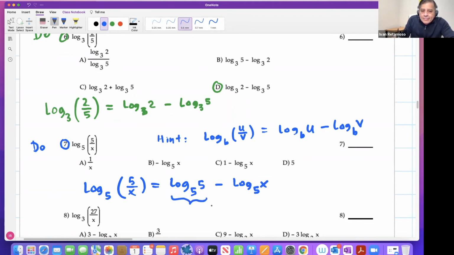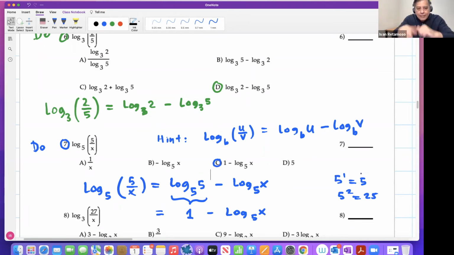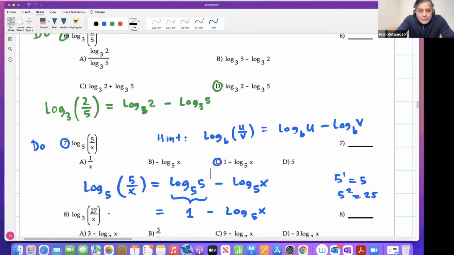But log base 5 of 5 is equal to 1, because 1 is the exponent you put on top of 5 to get 5. It's a well-known property that we covered in previous lectures. Excellent, guys. This one, you can do at home.